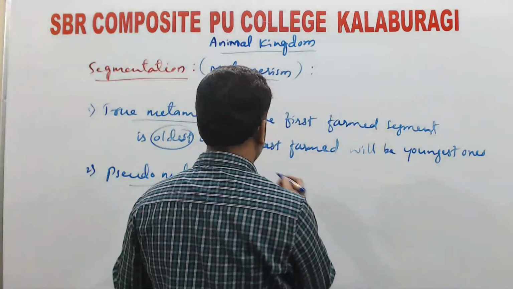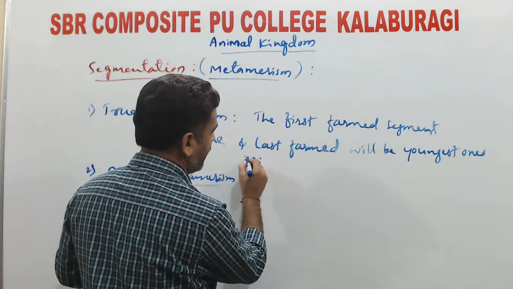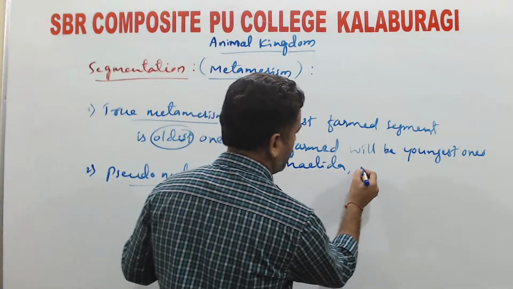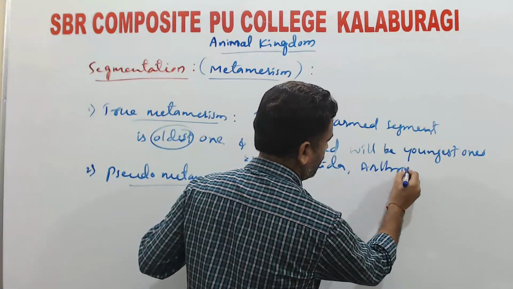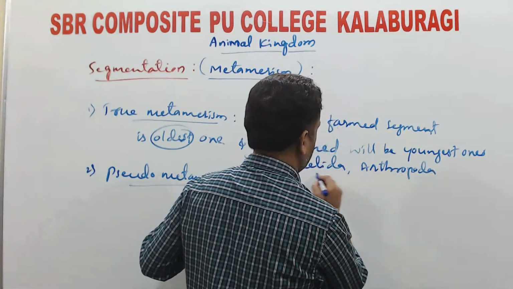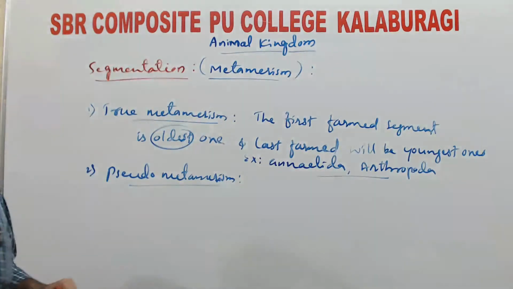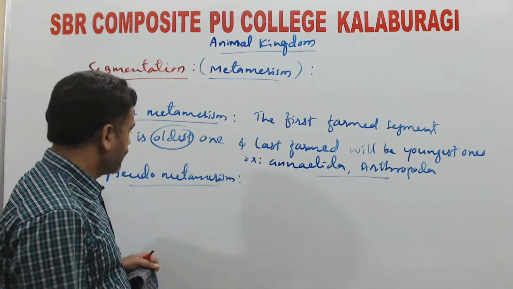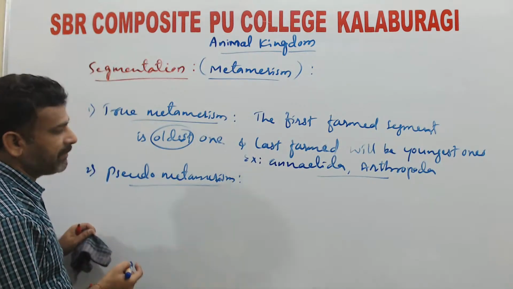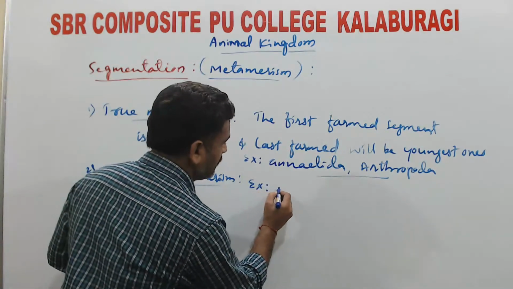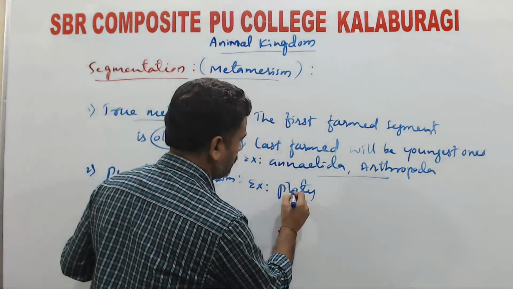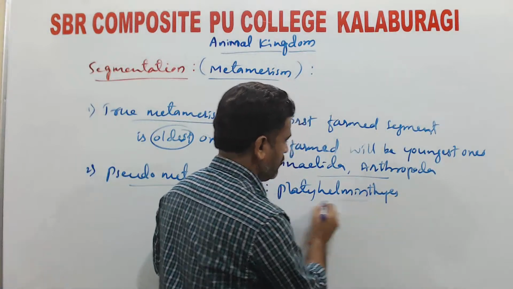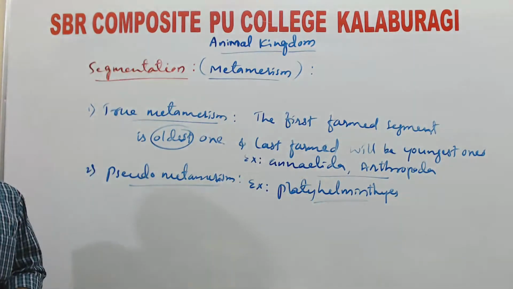The example for true metabolism is if you take Annelida, arthropoda, chordate individuals, where they are exhibiting the true metabolism. Here the false metabolism or pseudo metabolism example is the platyhelminthes individuals.